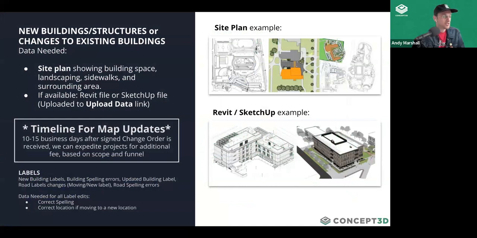As far as the kind of information that's required for new buildings and structures or changes to existing buildings, we'll need a site plan showing the building space, landscaping, sidewalks, and surrounding areas, as you see here in this site plan example above. If it's available, however, and you see the Revit sketch example here, a Revit or SketchUp file using the upload data link can be provided directly in the CMS. When it comes to map update timelines, once you've signed the work order, we advise 10 to 15 days. However, that can be expedited for an additional cost if the changes are urgent.